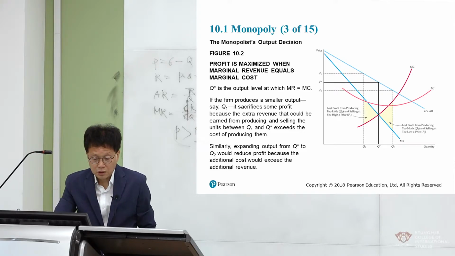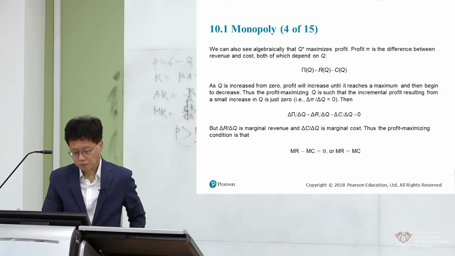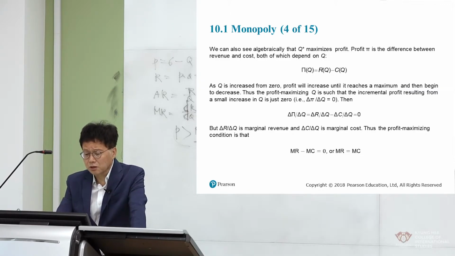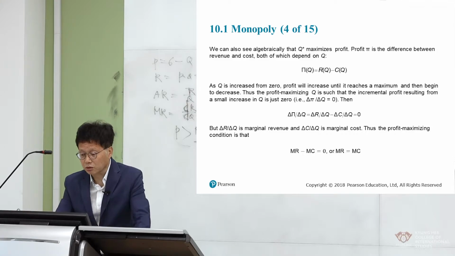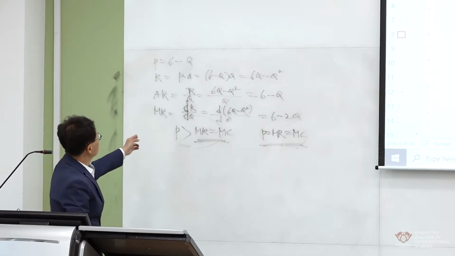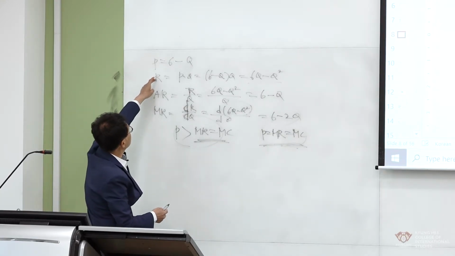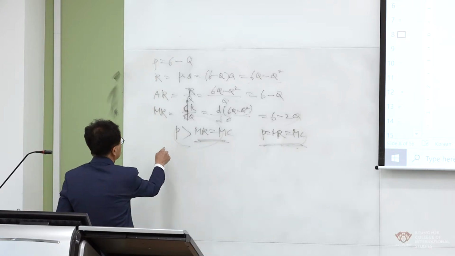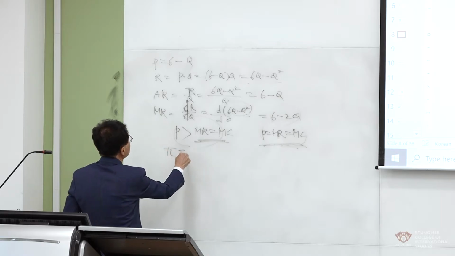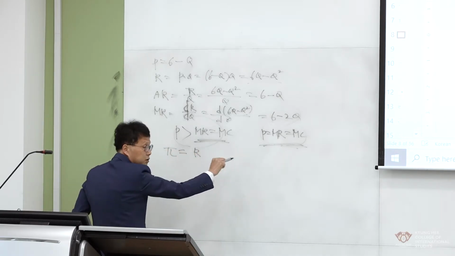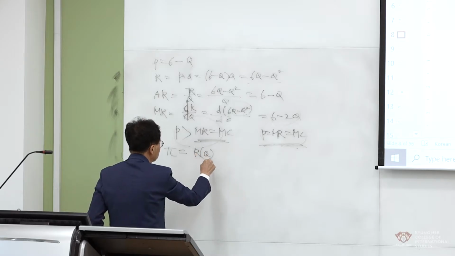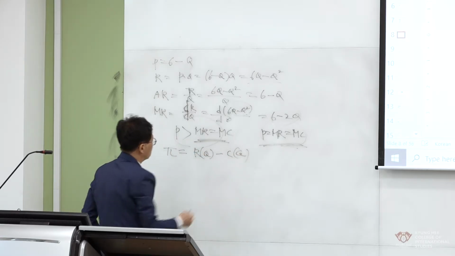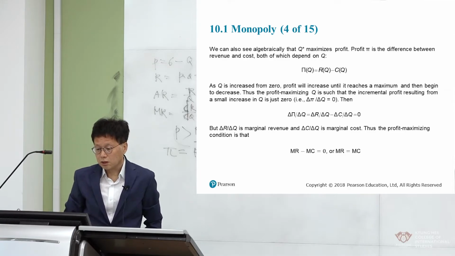Okay? And next slide. You can also see algebraically that Q star maximizes profit. Profit pi is the difference between revenue and cost, right? I'd like to rewrite this, and I give a numerical example here. Anyway, more generally, profit is revenue minus cost. Revenue is a function of Q. Cost is also a function of Q, like this.